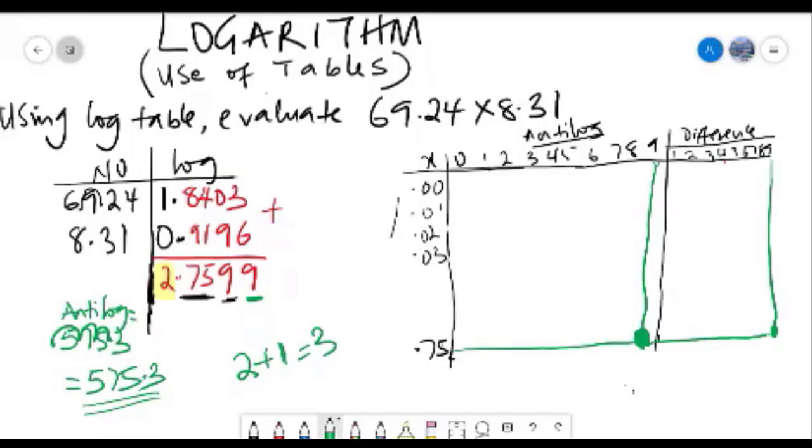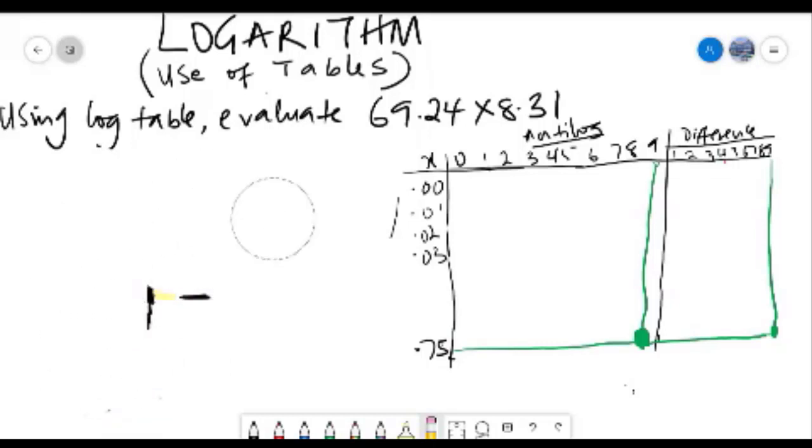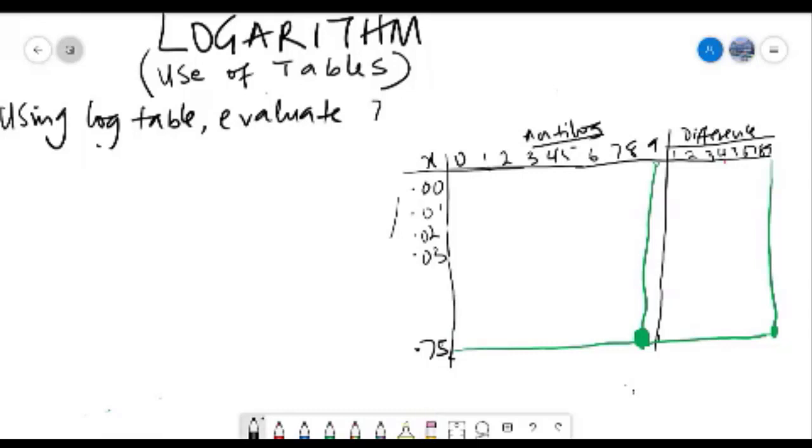Okay, we'll try one more and then we'll see how far we'll go from there. I will leave the table for practice. Using logarithm table, evaluate 7031 divided by 4.911.